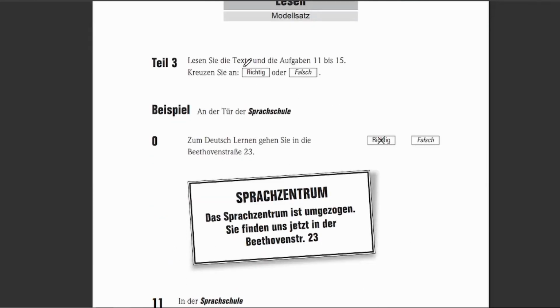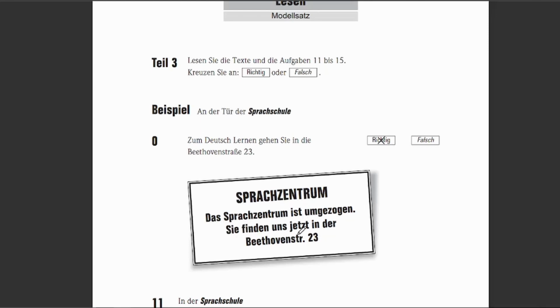Lesen Sie die Texte und die Aufgaben 11 bis 15. Kreuzen Sie an: richtig oder falsch. Again, we have to say whether the sentence is correct or wrong after going through the content. Sprachzentrum. Okay. Here is an example, on the door of the Sprachschule. So what is written on the door? Sprachzentrum. Das Sprachzentrum ist umgezogen.